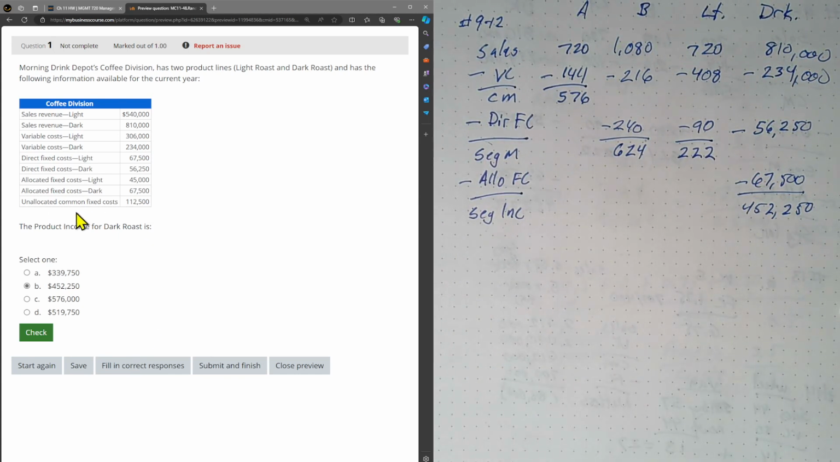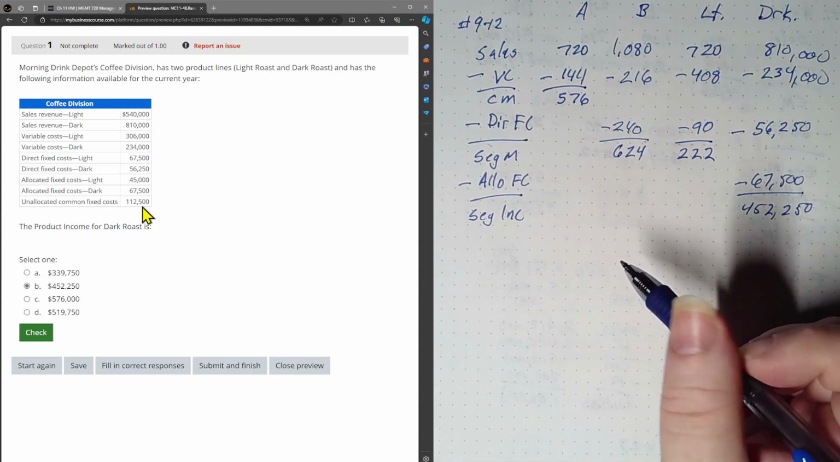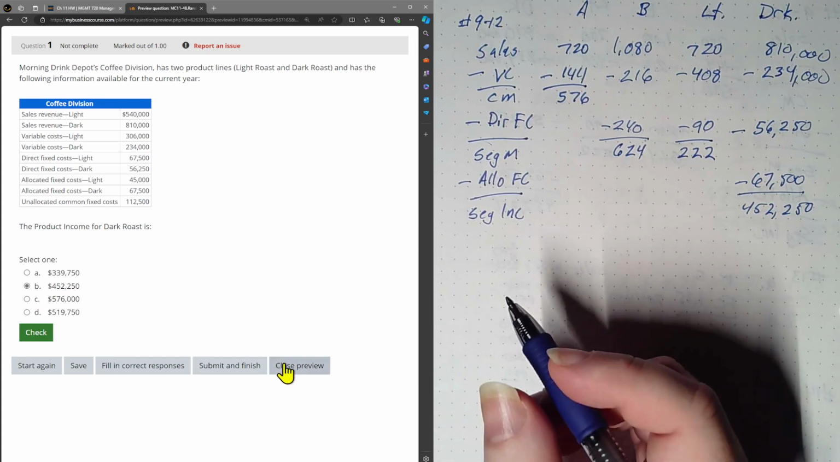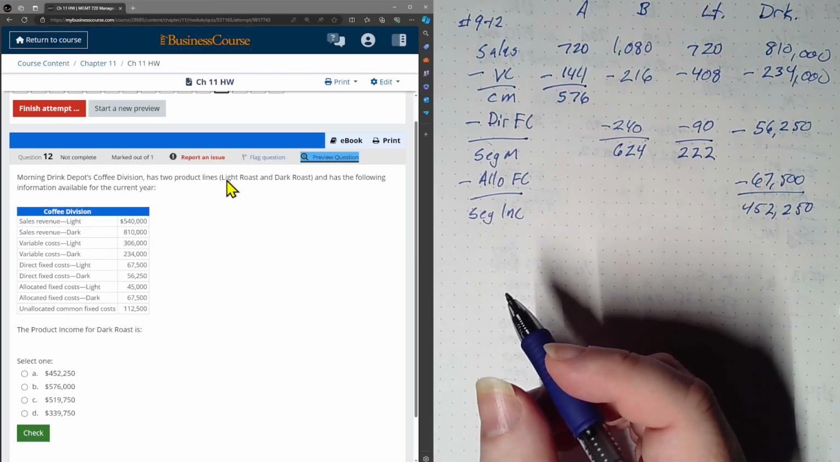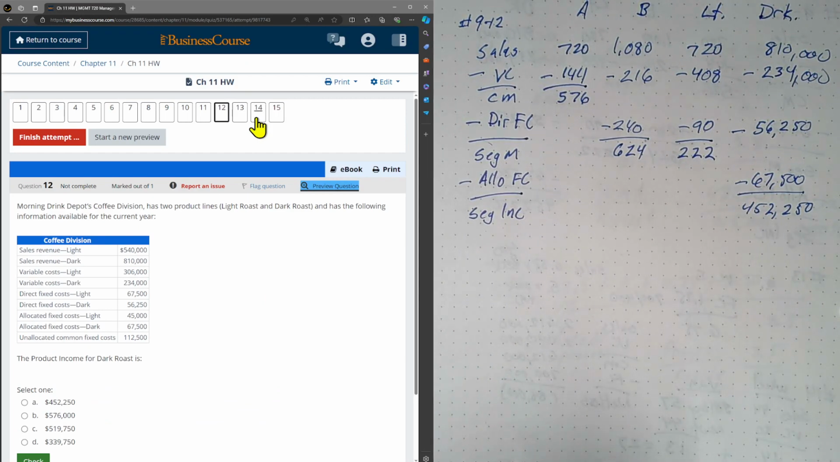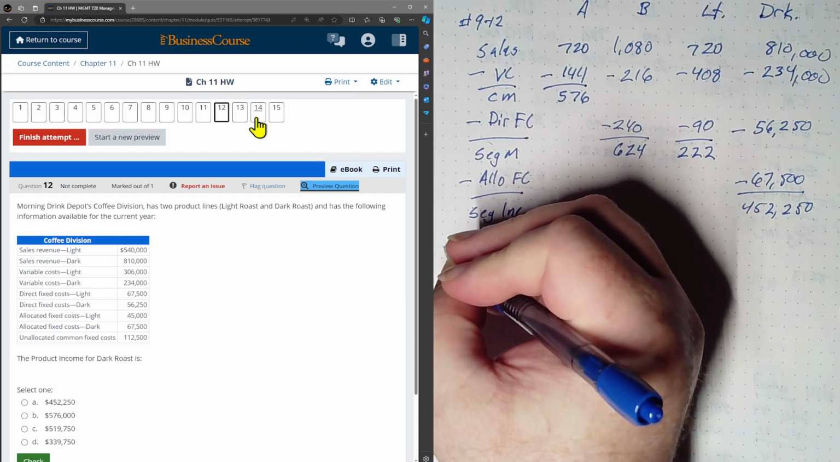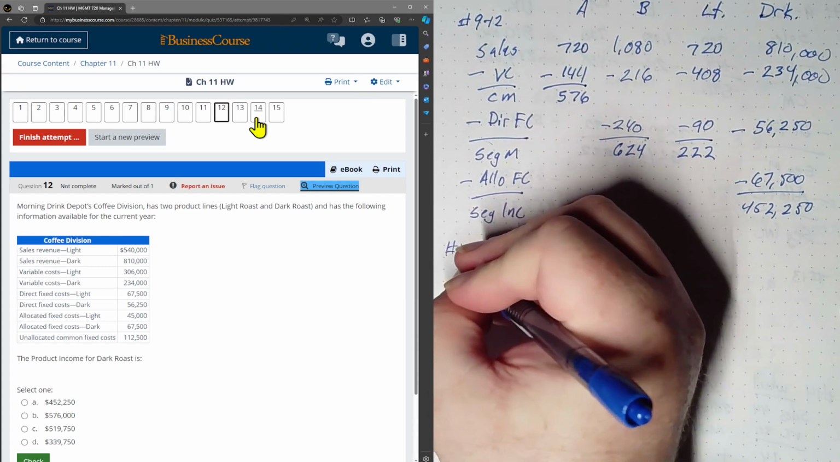Now, if you remember, and I'm probably not going to do this one, is the unallocated common fixed cost. That's when we add all of the divisions together or all the segments together and take that from the total of the divisions added up together rather than marking them individually. Okay, now let's go ahead and move on to 13 and 14 are going to be transfer pricing.